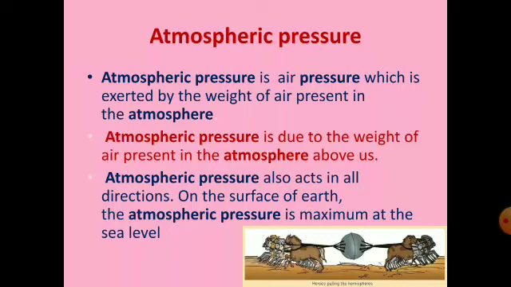What is atmospheric pressure? Atmospheric pressure is the air pressure which is exerted by the weight of air present in the atmosphere. Atmospheric pressure is due to the weight of air present in the atmosphere above us. Atmospheric pressure also acts in all directions. On the surface of Earth, the atmospheric pressure is maximum at the sea level.